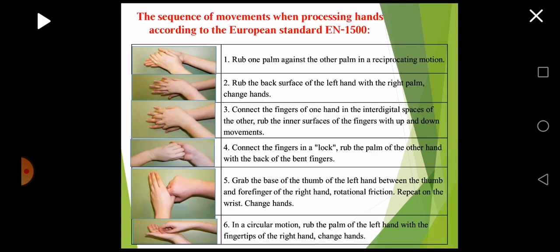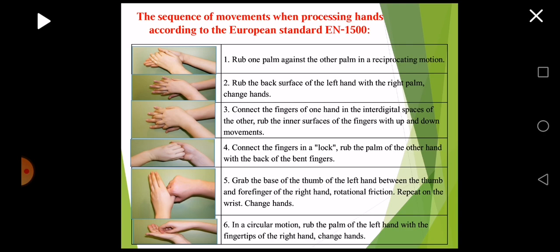Okay, next page. The sequence of movements when processing hands according to the European standard EN 1500. First step: rub palm against palm in a reciprocating motion.